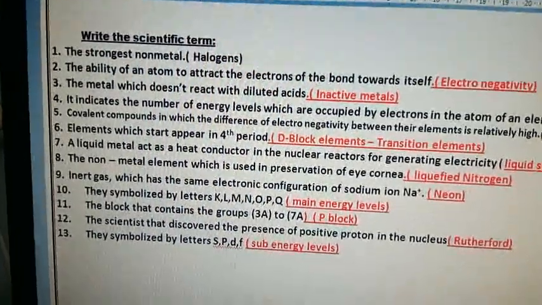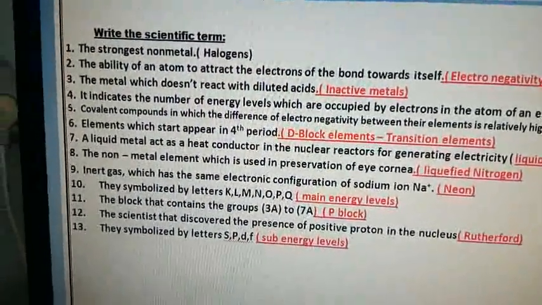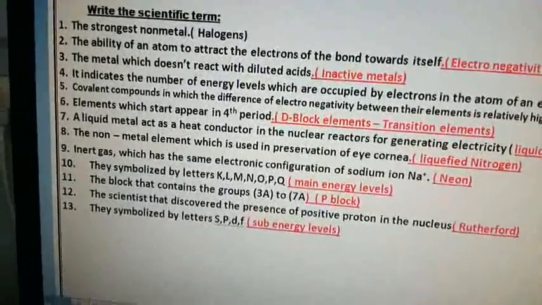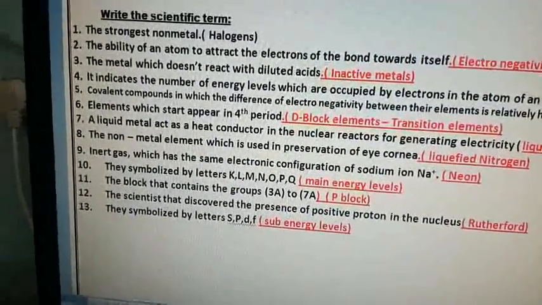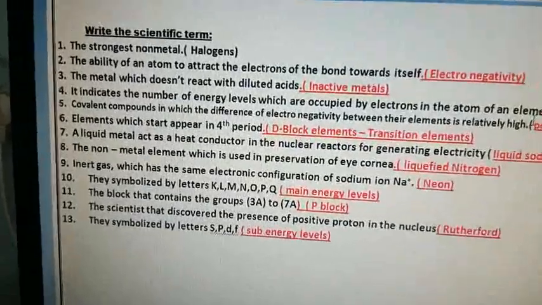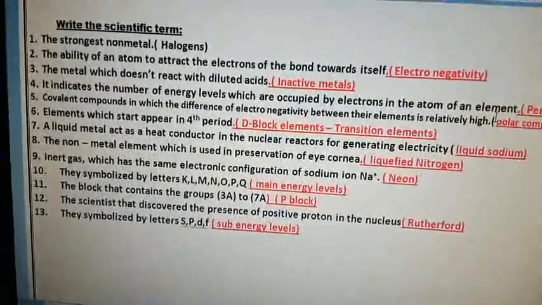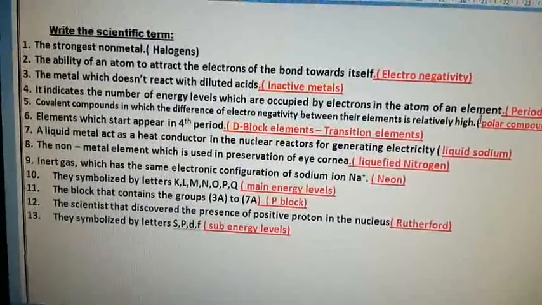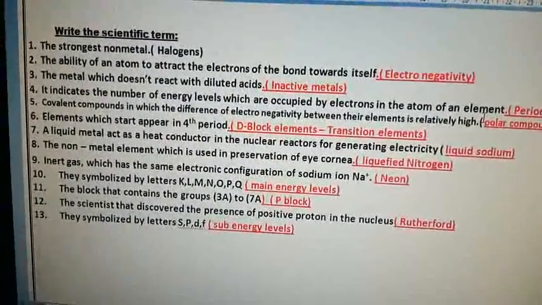And now, let's start another kind of question, which is write the scientific term. The first one, the strongest nonmetal are halogens or elements of group 7A. Number 2, the ability of an atom to attract the electron of the bond toward itself is known as electronegativity.